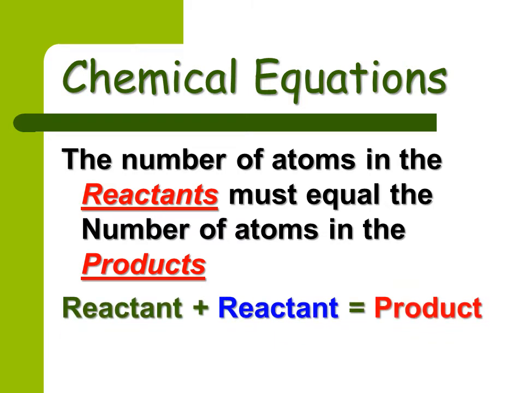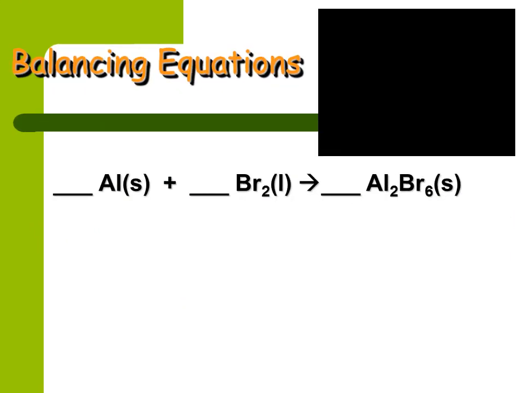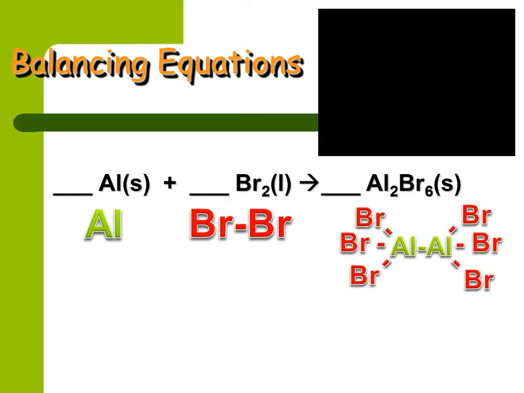So you have reactant plus reactant equals product. So here's an example. I've done this for you before. I've drawn these out. So we have an aluminum atom that comes in a single form here. And when that reacts, it comes in a diatomic form, of bromine, right? Bromine's a diatomic molecule. It always travels in partners because it's lonely. And when it makes aluminum bromide, it's going to look like this. Okay, so there's 2 aluminums and 6 bromines.